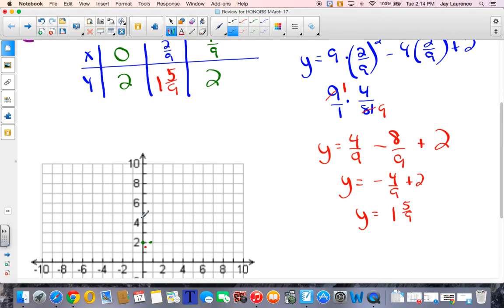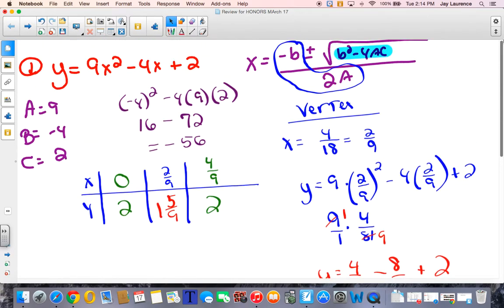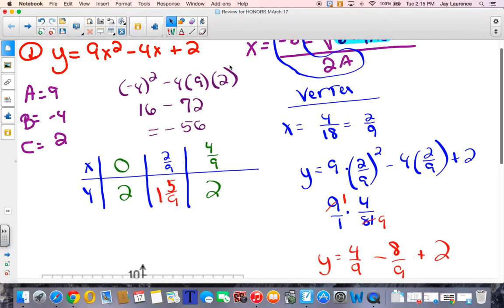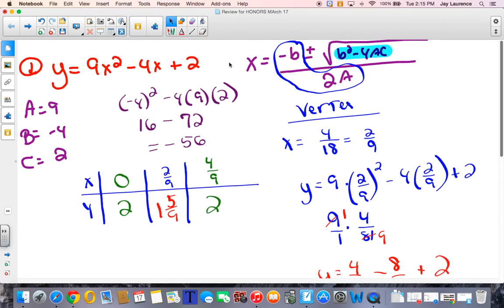And now I can draw my parabola. It's going to do something like that, kind of bunched up. All right, so there is a parabola with no solutions or no zeros. How did I know it had no zeros? Because my discriminant ended up being a negative number, less than 0. I expect you to know that.